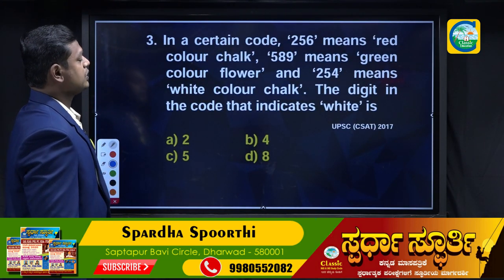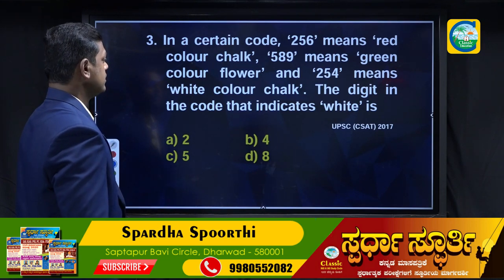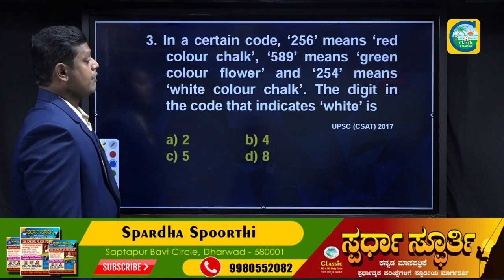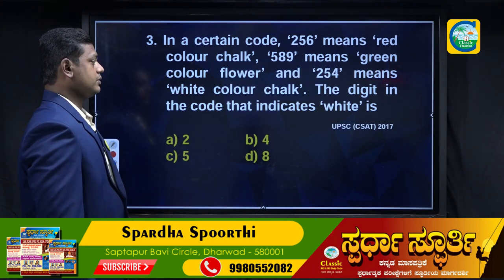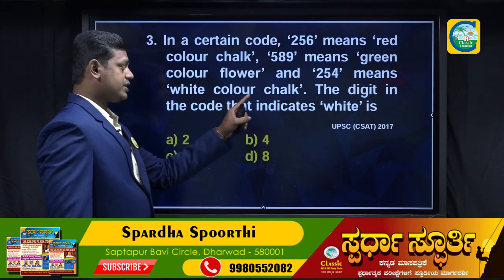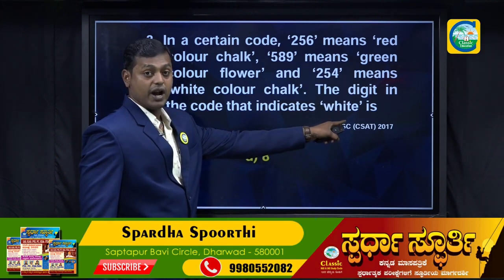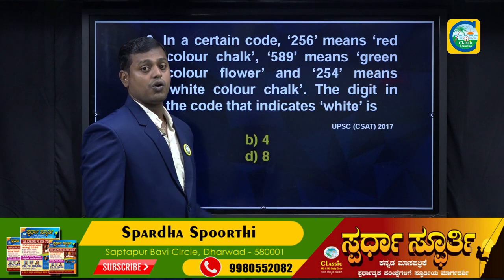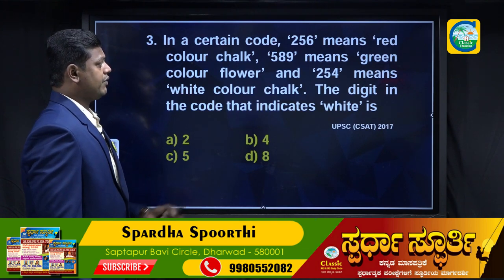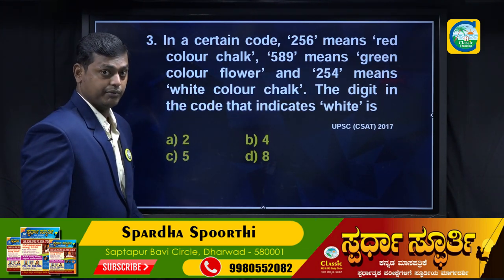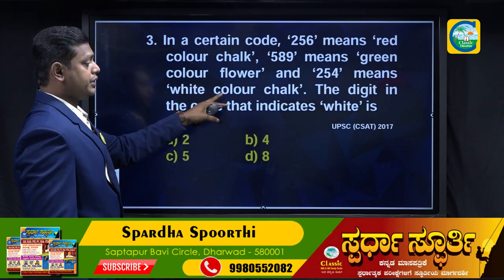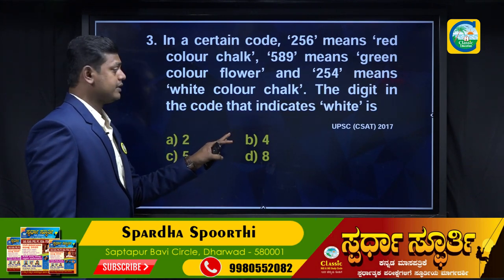In a certain code, 256 means red color chalk, 589 means green color flower, and 254 means white color chalk. The question is, what is the digit that indicates white? White means which digit will come? By seeing this question, friends, we can easily judge which type of coding this is. This is a substitution coding or mixed coding, right? So I'll write this question down and show you how to solve it in an easy way.